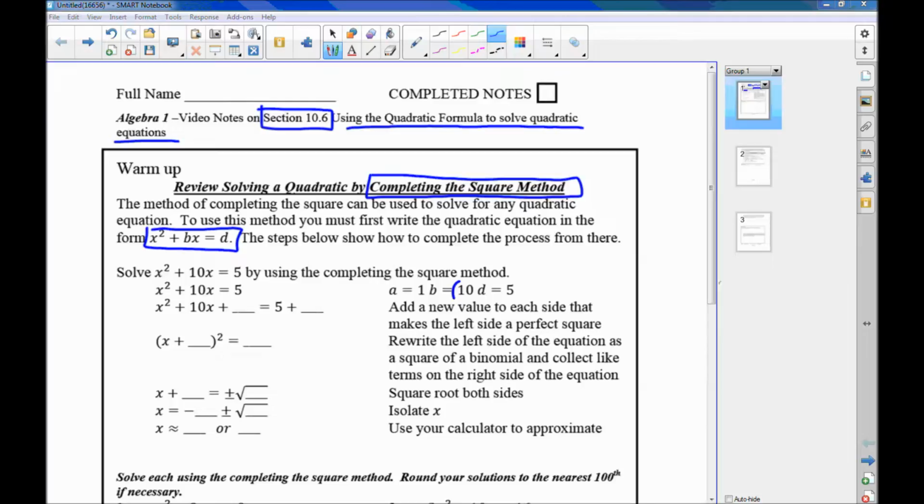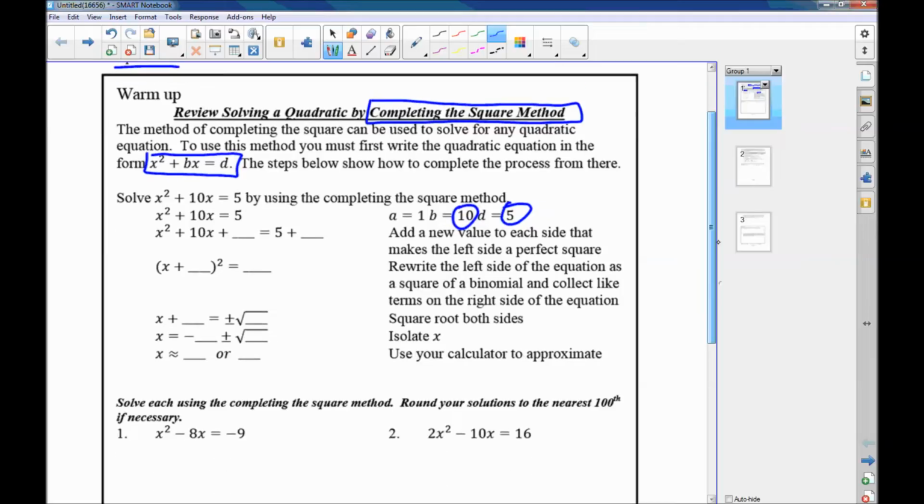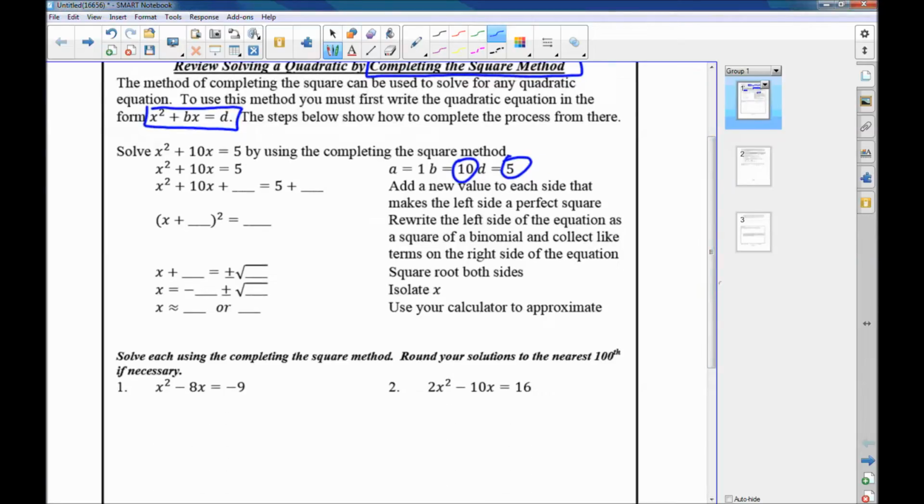So not in standard form, but instead x squared plus bx equals d. So our first one's already in that form, so our example here. So we're going to solve x squared plus 10x equals 5 by the completing the square method. Notice we already have 1x squared, so a value is 1. Our b value is 10, and our d value is 5, because we've moved it to the other side. Now we're going to complete the square by adding a new value to both sides so that the left side becomes a perfect square trinomial.